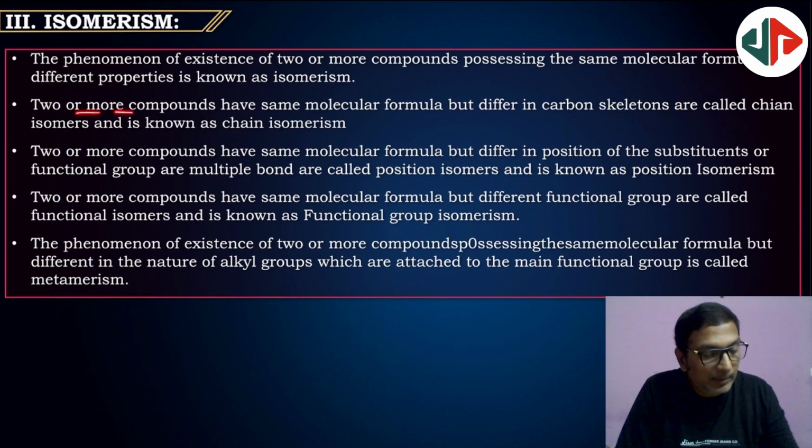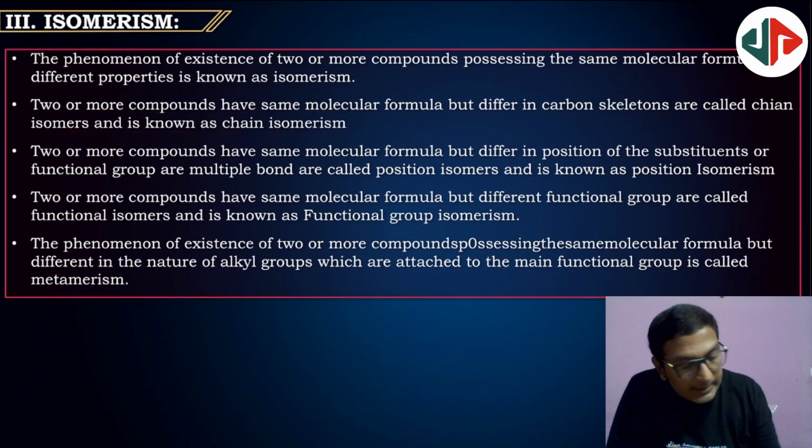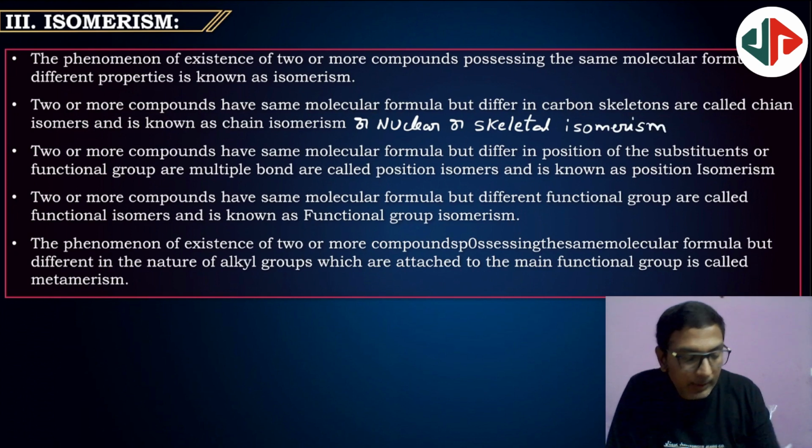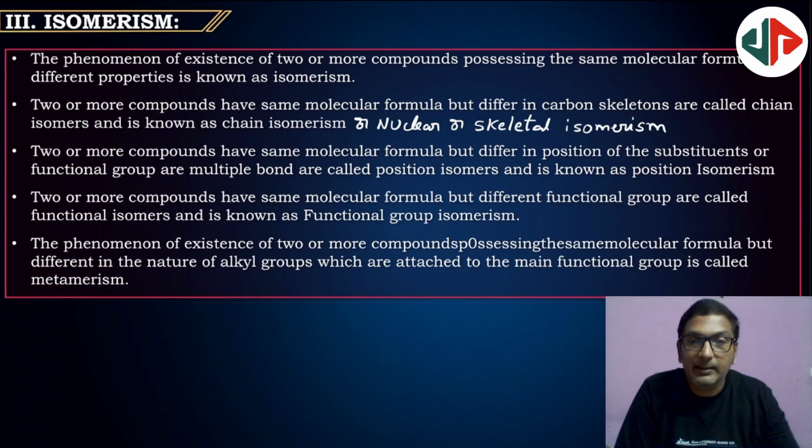Here, two or more compounds having the same molecular formula but different carbon skeleton are known as chain isomers or nuclear isomers, or skeletal isomerism. Difference in length of carbon chain, that means carbon skeleton.